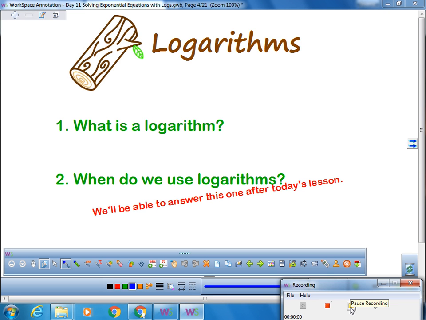Okay, so another day of logarithms. We're going to do logarithms today, tomorrow, Monday, Tuesday, group quiz, review, test. So lots of practice with logarithms. What are logarithms?